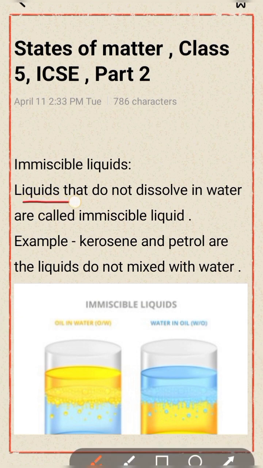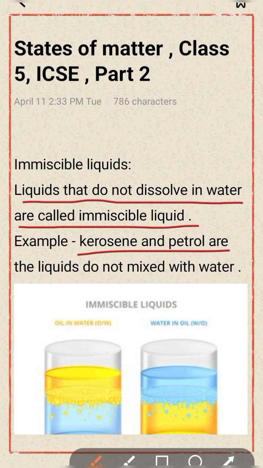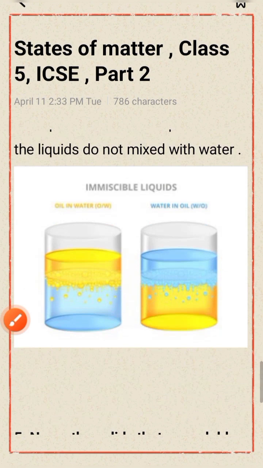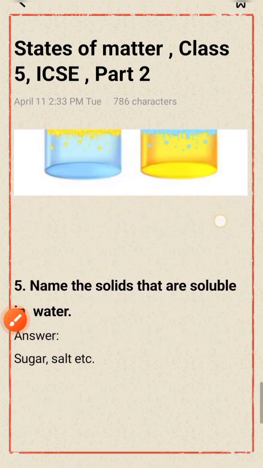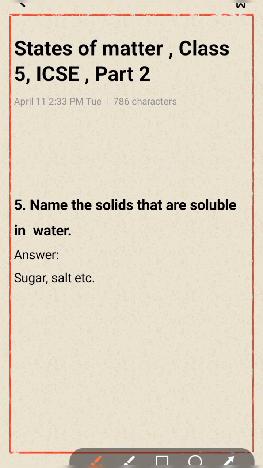Liquids that do not dissolve in water are called immiscible liquids. For example, kerosene and petrol are liquids that do not mix with water. See the picture of immiscible liquid. Okay. Next question. Name the solids that are soluble in water. The answer is sugar, salt, coffee, etc.